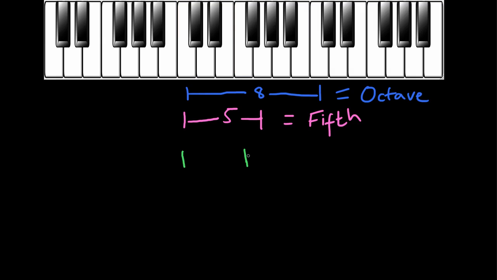And to go from C to F, we need to use 4 letter names. 1, 2, 3, 4. So no prizes really for guessing. If 5 letter names is known as a fifth, 4 letter names is known as a fourth. So that interval is known as a fourth.